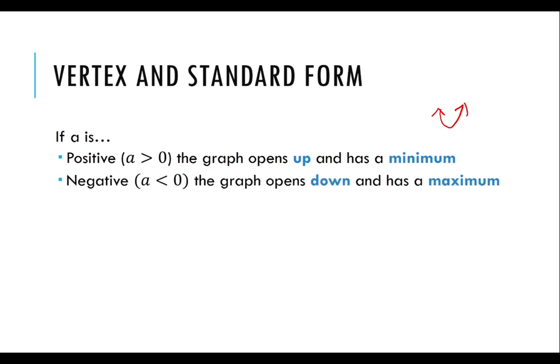Now if a is negative, that graph is going to open down. And if it opens down, then it has a maximum value up here. And once again, if you're looking for that maximum value, it just will be the vertex.